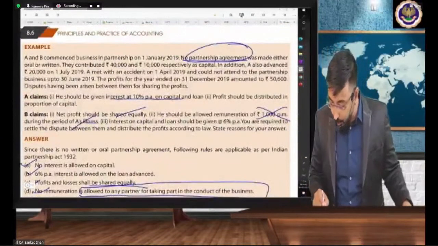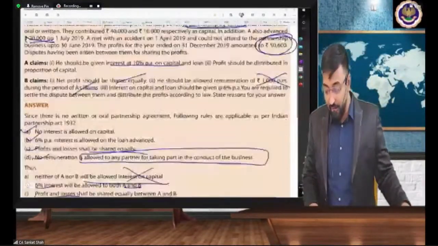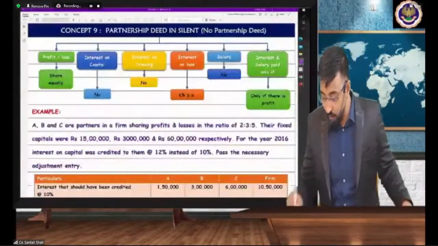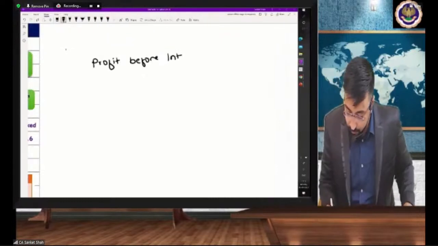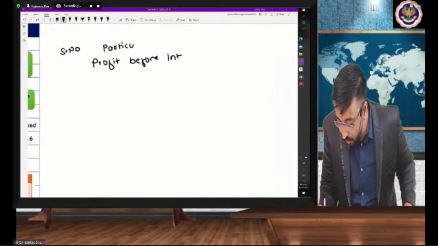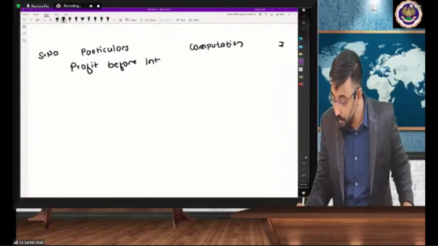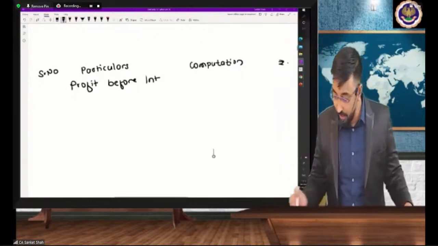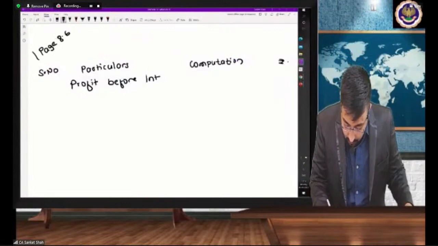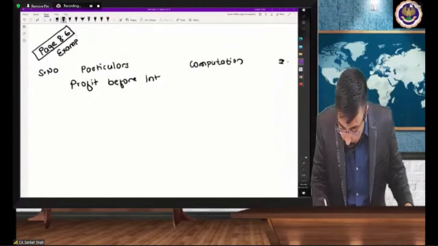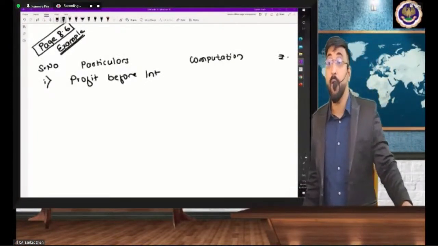So what is the amount of profit? 50,600, and there is a loan of rupees 20,000. So 20,000 loan amount, 50,600. So how to write the answer? Profit before interest on loan. Write down serial number, particulars, computation, and rupees. I'm giving you a presentation. Serial number, particulars, computation, rupees. First, write down page 8.6, example. Serial number, particulars, computation, rupees. Profit before interest.